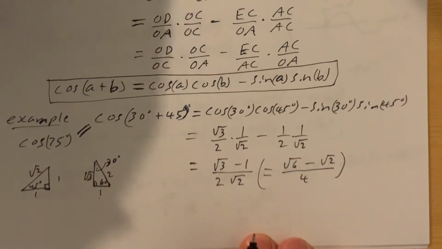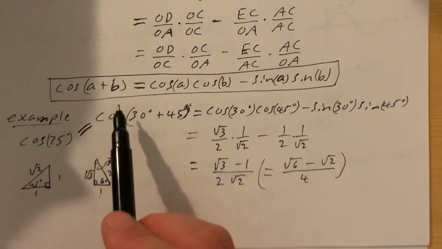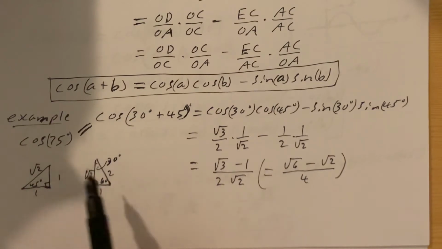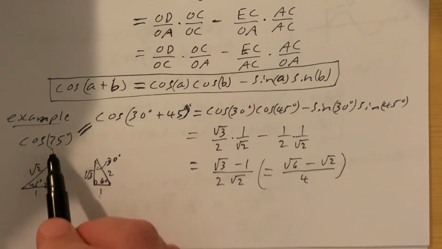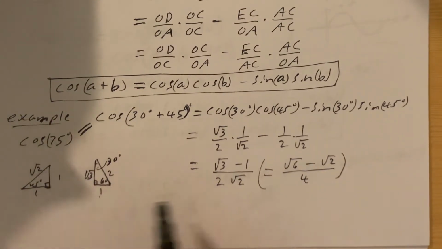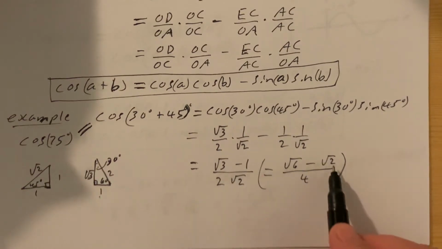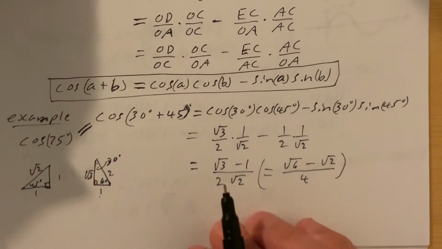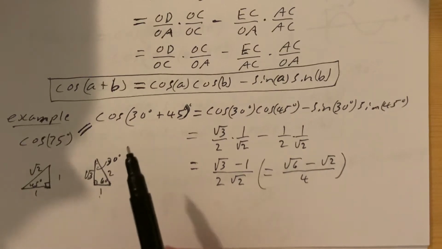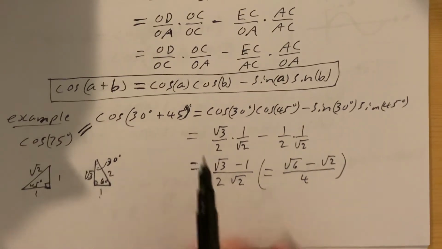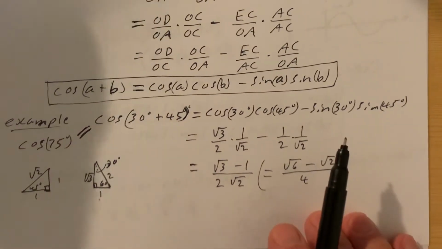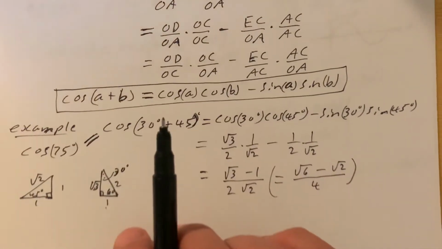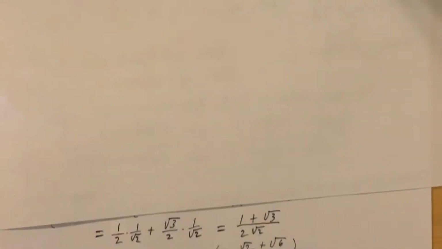Okay, so that's an example of how the cos of A plus B formula might work. So now we have an exact value of cos of 75. Cos of 75 degrees equals exactly root 6 minus root 2 all over 4, okay? Not as nice as the cos 30 or sine 30 degrees, but it's an exact value. Okay, so we're gonna do more here now.